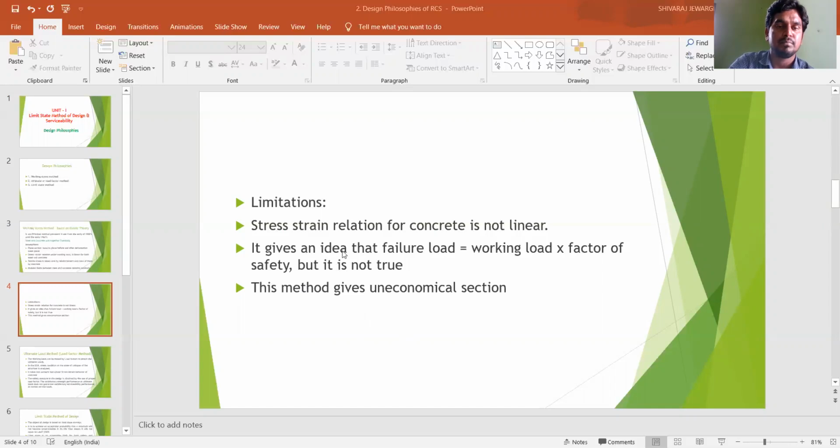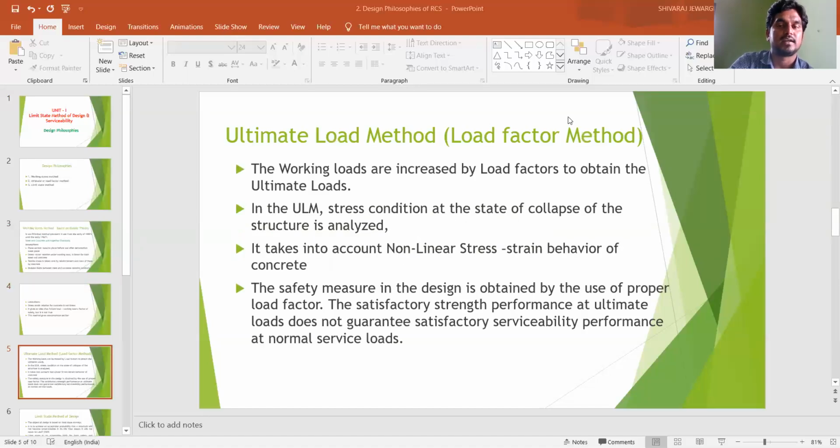After that, considering these limitations, one more method was developed, called the ultimate load method or load factor method. Again, according to this method, as we have seen the drawbacks in the working stress method, the working loads are increased by load factors to obtain the ultimate loads. This is an assumption made in this load factor method.